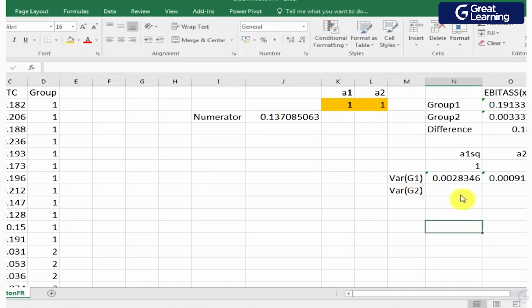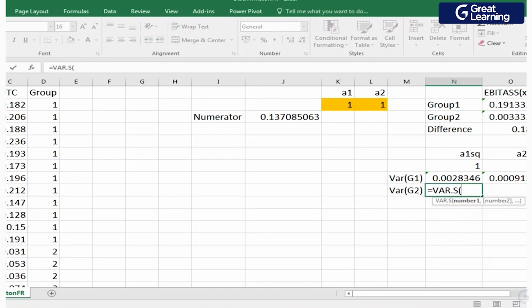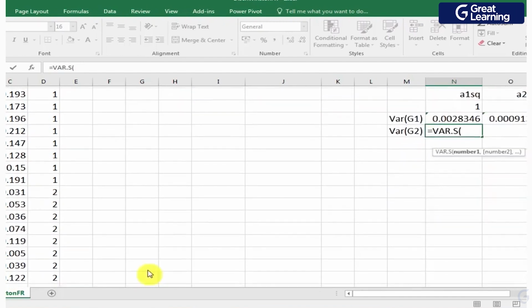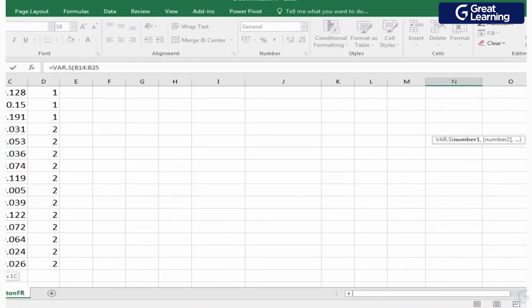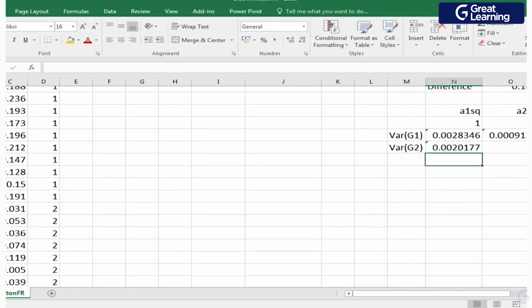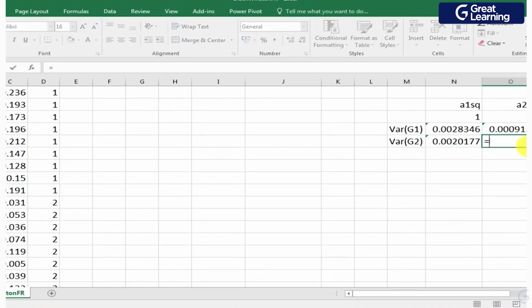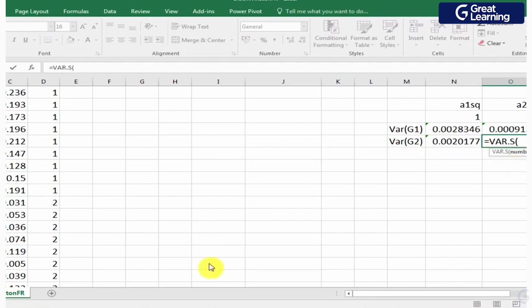For the group 2, what will you do? Is equal to variance.S of these variables from 13 to 24. Hello? 13 to 24. Am I correct? 13 to 24. This will be the answer. Then is equal to variance.S. The second one, 13 to 24, I should do.